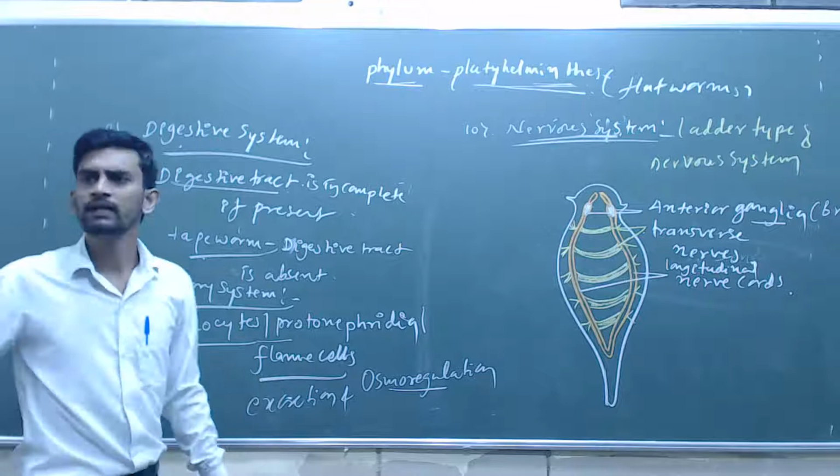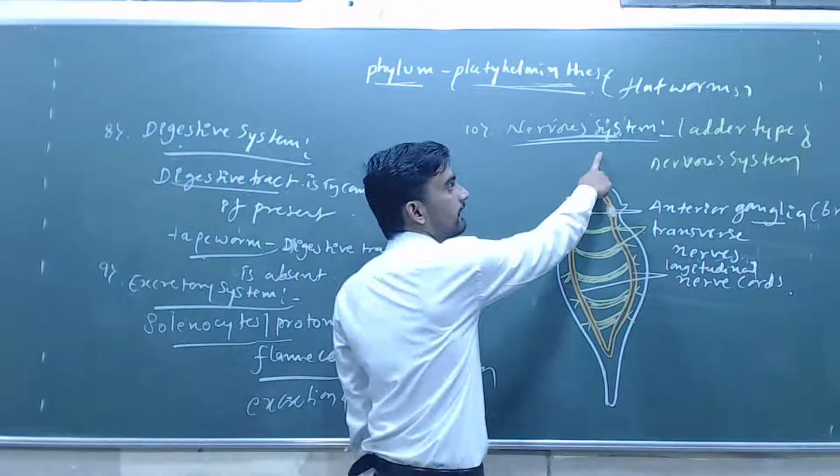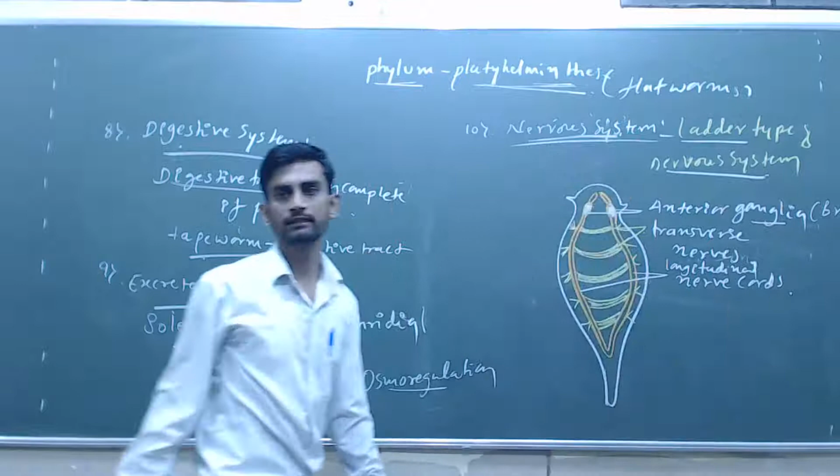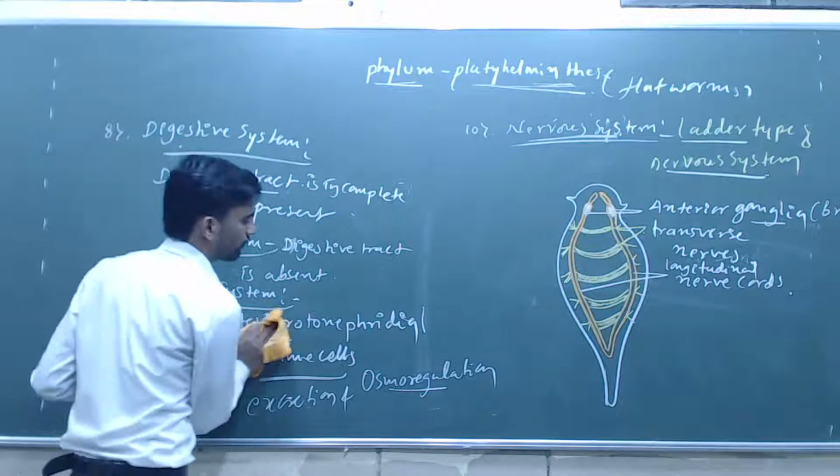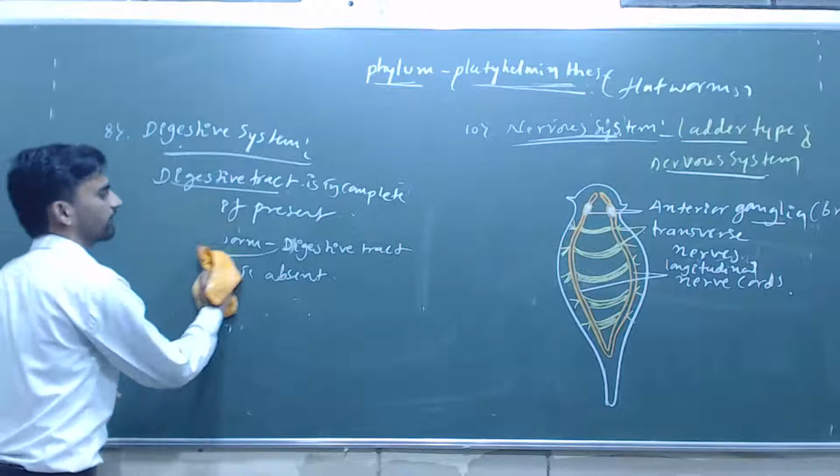This type of nervous system looks like a ladder. So underline that word: ladder type of nervous system, which these animals exhibit. This is very important. Even if you don't remember these diagrams, at least remember that word: ladder type of nervous system.